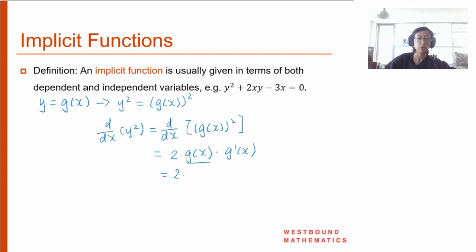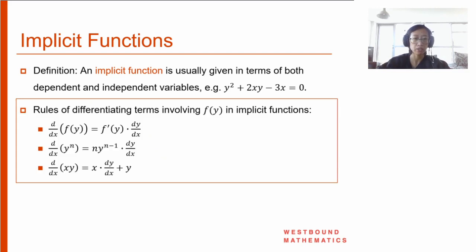whereby my g of x is equal to y by definition, and my g dash x is just equal to dy/dx. Because here, we assume that y is equal to g of x, so dy/dx is just equal to g dash x. So now we've worked out that the derivative of y squared with respect to x is equal to 2y times dy/dx. This is essentially the chain rule. What we did here is we differentiated y squared with respect to y first, and we get 2y, and then we multiply it by dy/dx.